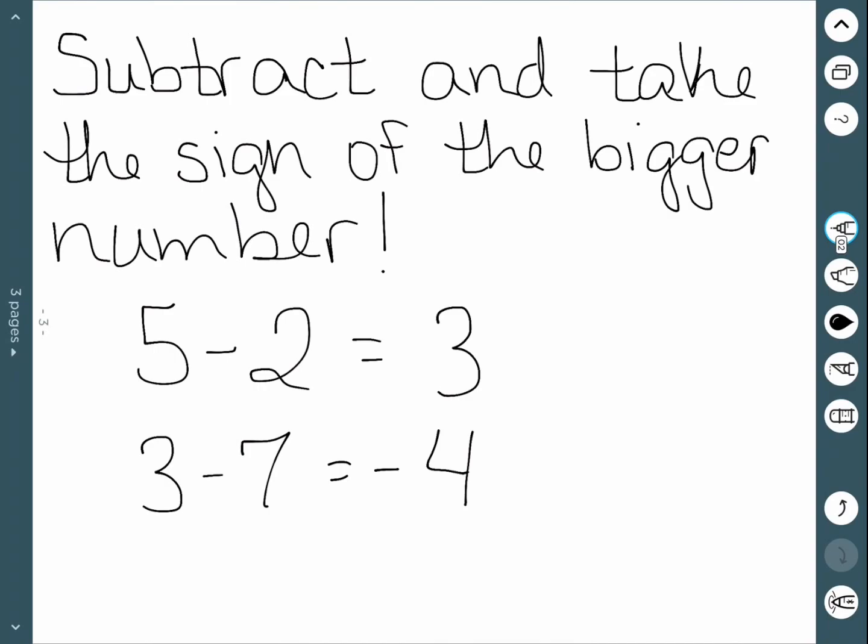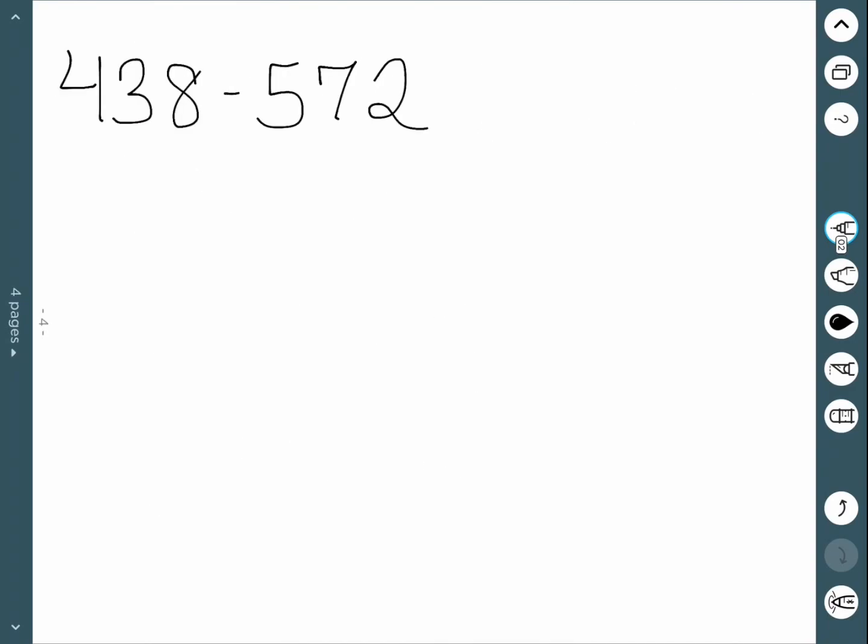And now we can expand this to do bigger numbers. For something like 438 minus 572, we start by subtracting. 572 minus 438 is, and you can double check this, 134. And then we want the sign of the bigger number. We know that 500 is bigger than 400, so it'll be negative.